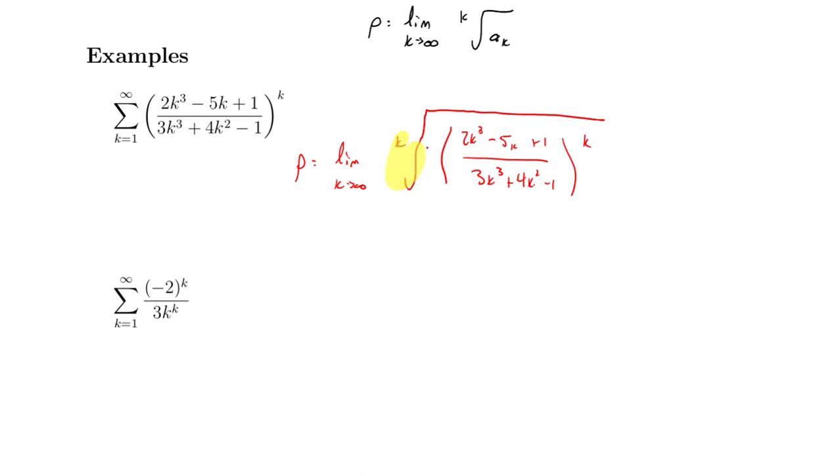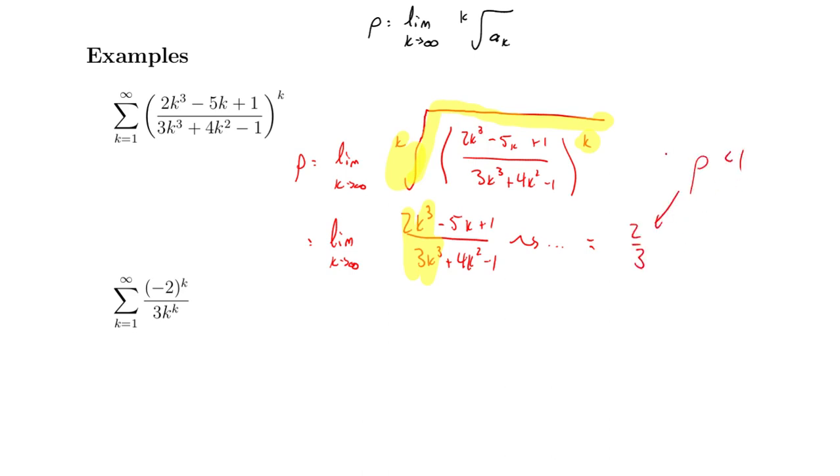Now, the beauty of the root test here is that the kth root and this big exponent of k cancel each other out. So here's our big kth root, our exponent of k. So really, this is a limit as k goes to infinity of just the 2k cubed minus 5k plus 1 over 3k cubed plus 4k squared minus 1. And hey, notice you can either do L'Hopital's rule on this or you can just look at these first terms. And either way, this limit is going to be 2/3. Specifically, I'll say rho is smaller than 1. It's small, and that means this series converges.